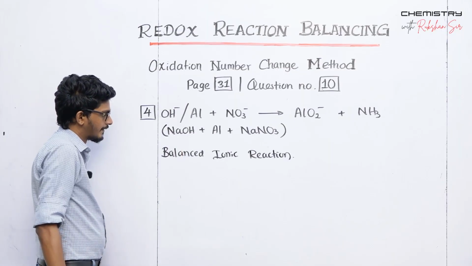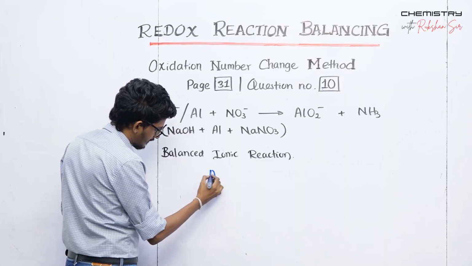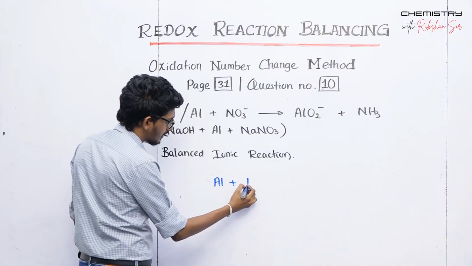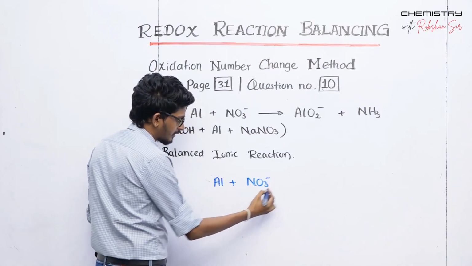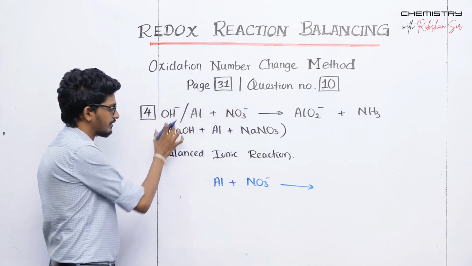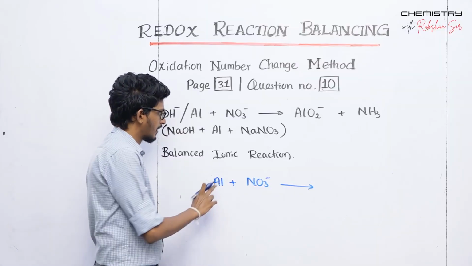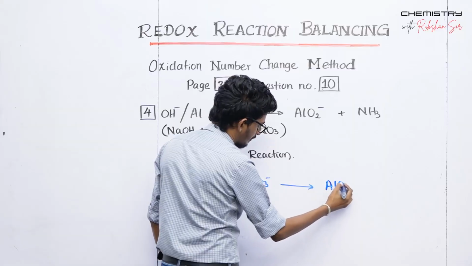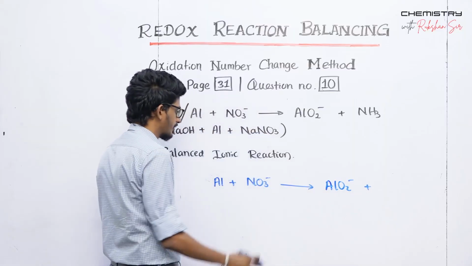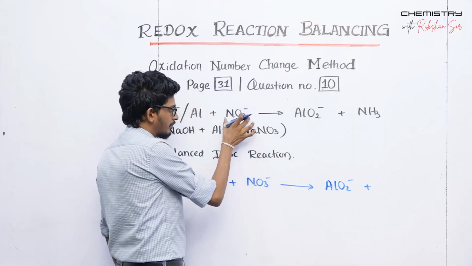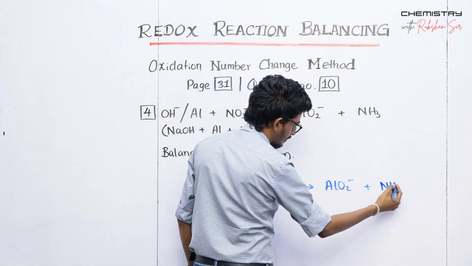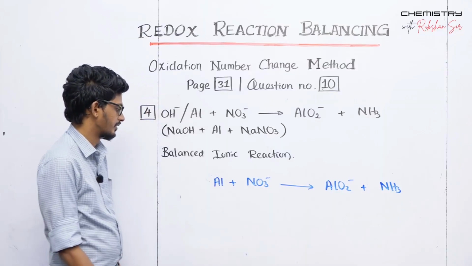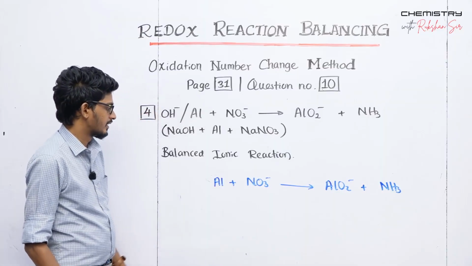First, let's write the chemicals there. Aluminium with NO3 minus. You're not supposed to write the medium first of all. Just write the redox couples. Aluminium with AlO2 minus, that is one redox couple. The second redox couple is NO3 minus and NH3. That represents the second redox couple. Let's write those things. Then let's start balancing.